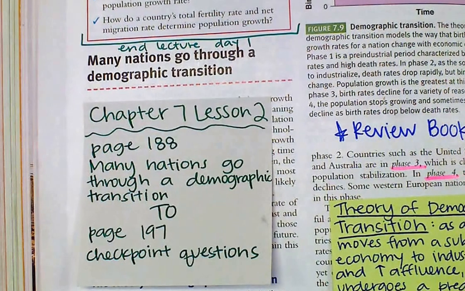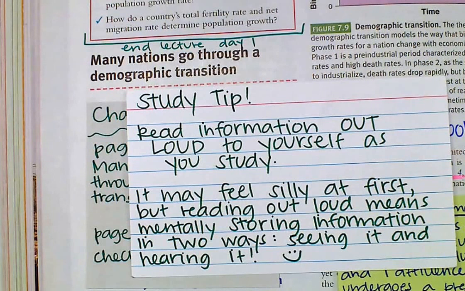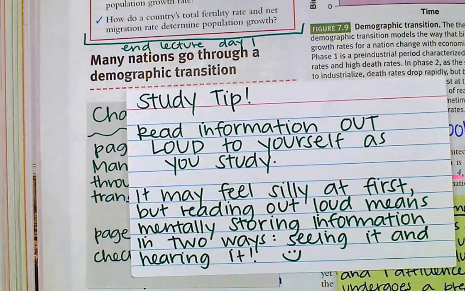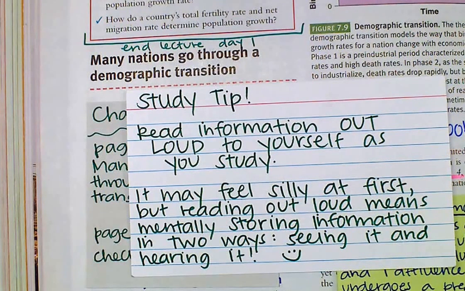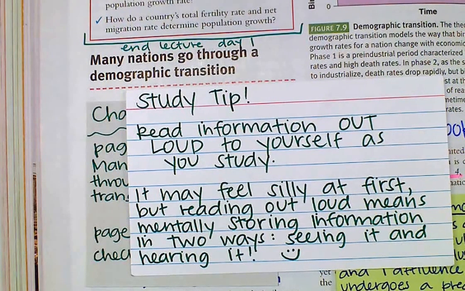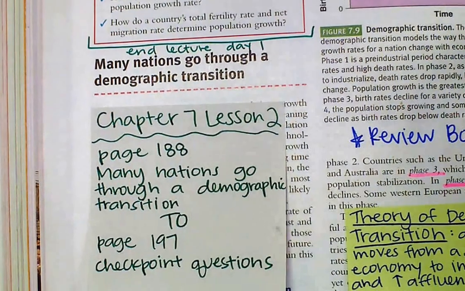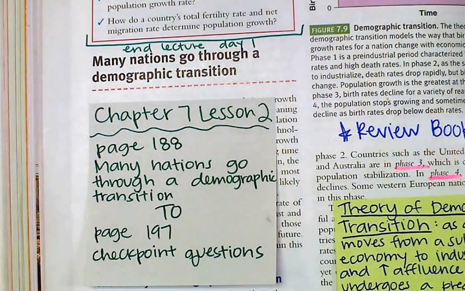Now, our study tip today is going to be to read information out loud to yourself as you study. Now, this may seem silly at first, but reading out loud means that you're mentally storing information in two ways. You're seeing it or you're reading it, and you're hearing it. And we all know how easy it is to remember a contagious song or stuff that we like to sing. So if you read things out loud to yourself, that's going to help you a lot in terms of training your brain to remember things.